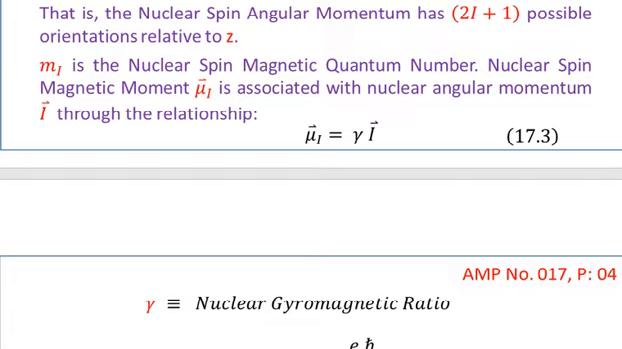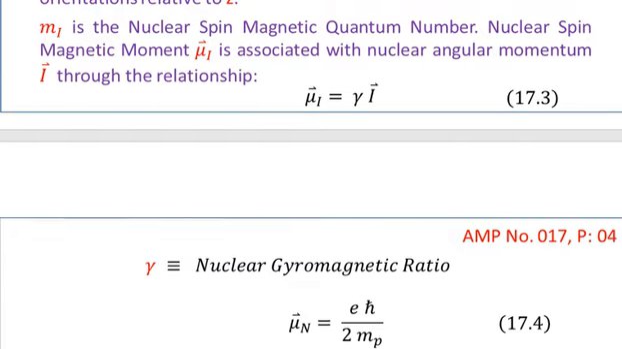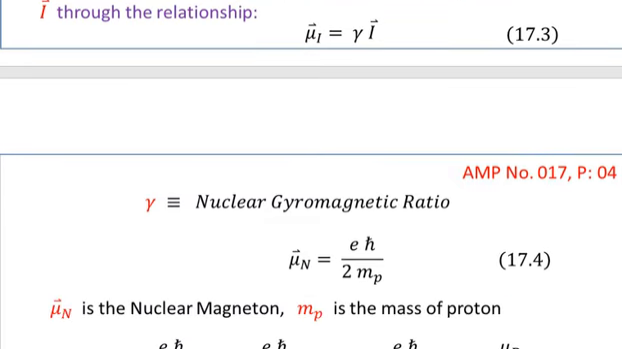Similar to the Bohr magneton, we define the nuclear magneton mu n. So mu n is defined as mu n is equal to e H bar over 2 Mp, where Mp is the mass of the proton.